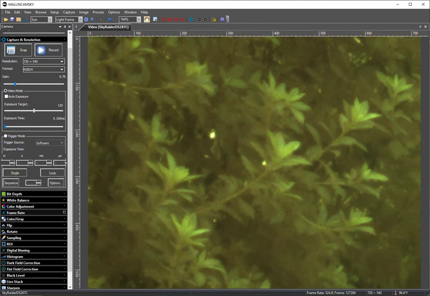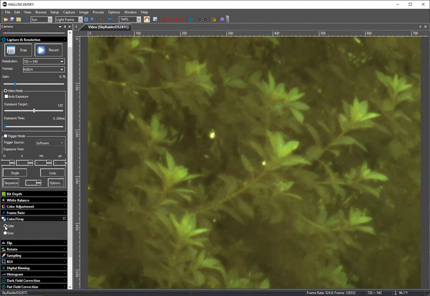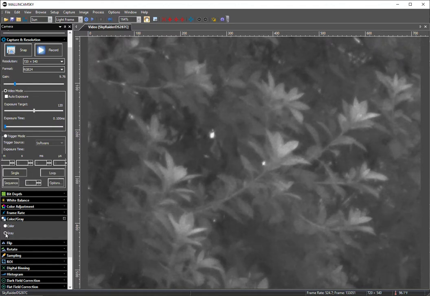So I'm at high frame rate. I go to grayscale. What happens? Here's that. Grayscale does not change the frame rate, so let me go back to color.